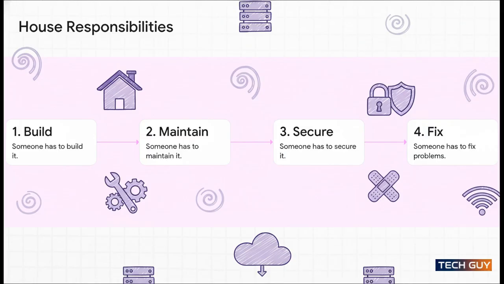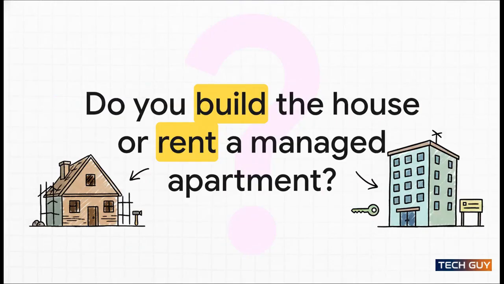And this leads us to the big choice, the fundamental decision you have to make. And this right here, this simple question, this is the entire difference between on-prem and cloud, boiled down to its essence. Are you going to build that house from the ground up and handle everything yourself, or are you going to rent an apartment where the building management takes care of all the heavy lifting? Let's start with the first option, building your own house.